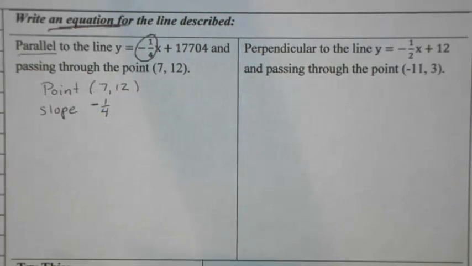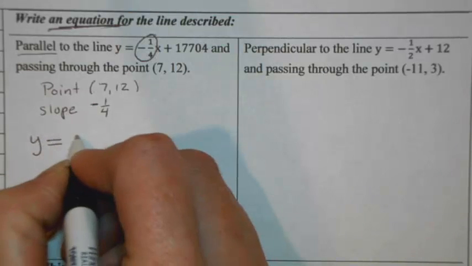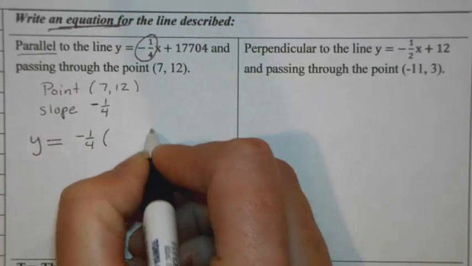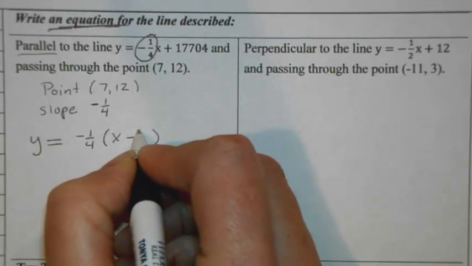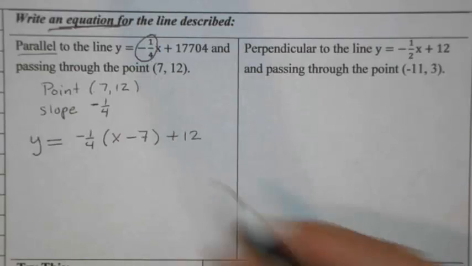Okay, ready to write the equation. Like we learned last lesson. It's going to be y equals, and then I plug in my slope number. In parentheses, I'm going to take x minus my x coordinate, tack on that y coordinate at the end, and there's my equation.